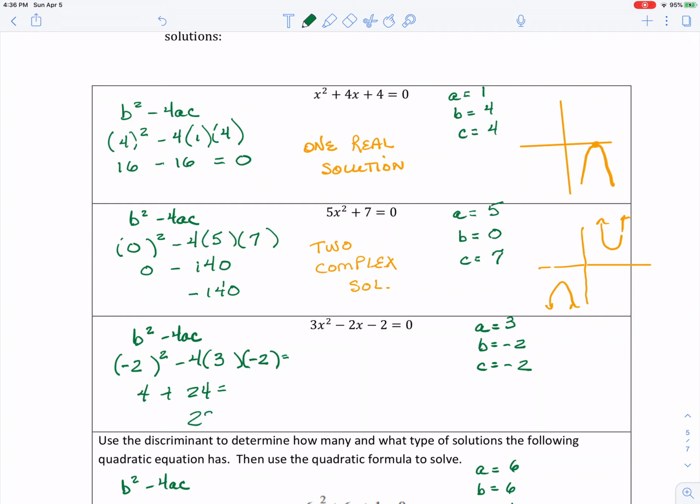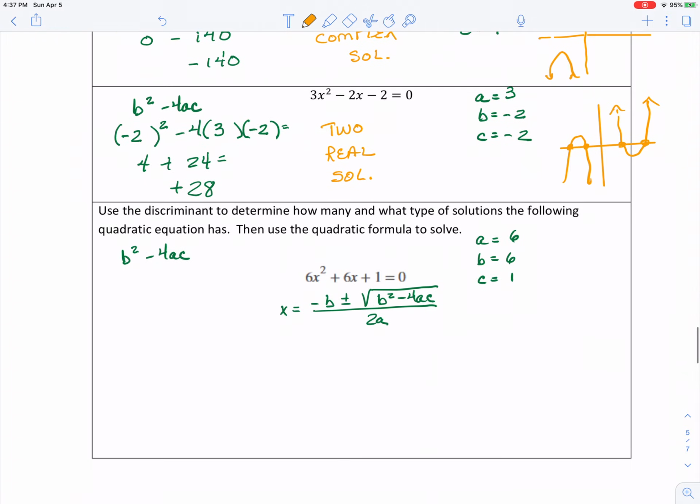Which is positive 28. So I'm getting a positive result, and that's the one where I get two real solutions. I don't have to go outside the set of real numbers into the set of complex numbers. So again, I don't know how it would look, but it would be some sort of a parabola turned some kind of direction so that it would cross the x-axis twice, accounting for those two real solutions.